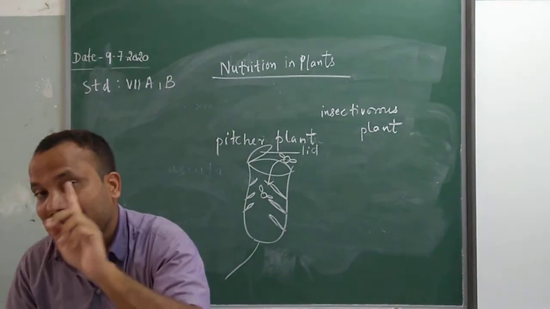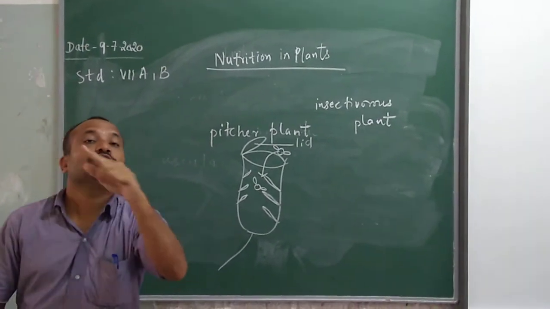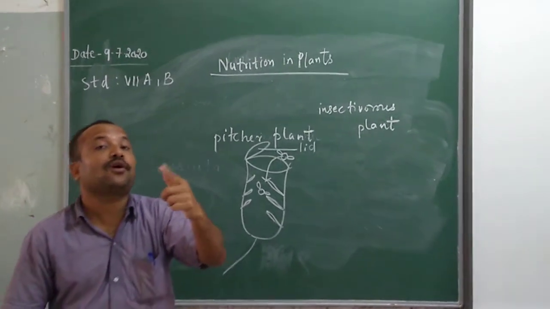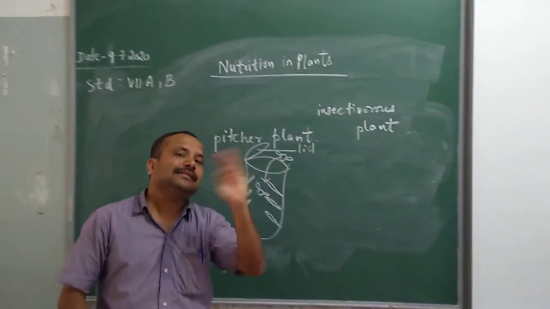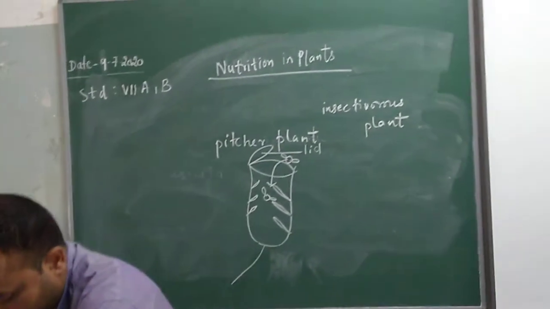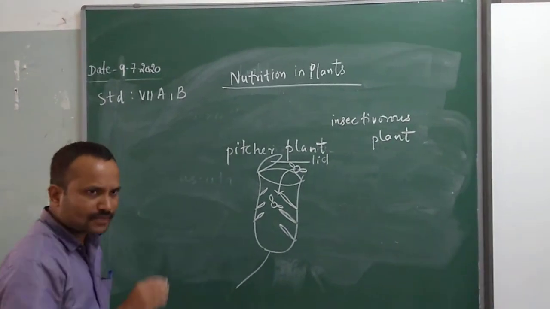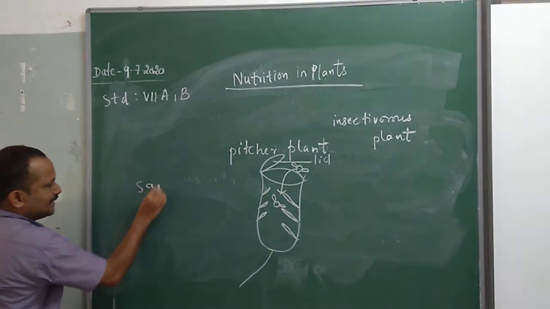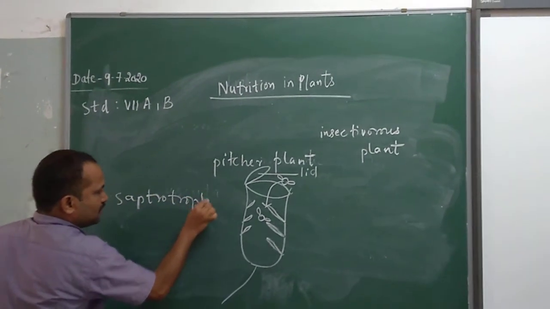So this is also an example for what? Heterotrophic mode of nutrition, getting the nutrients from other insects so that the plant can grow. Next, children, we will speak about saprotrophs.